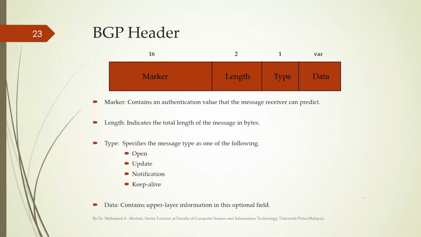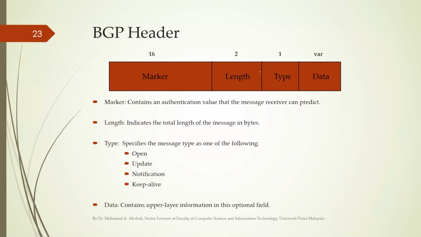Okay, in this slide we have something called the BGP header. When BGP peers exchange data, they use packets to exchange that data, and the packets must have data and a header. So the header of the BGP includes 4 fields, as you can see.